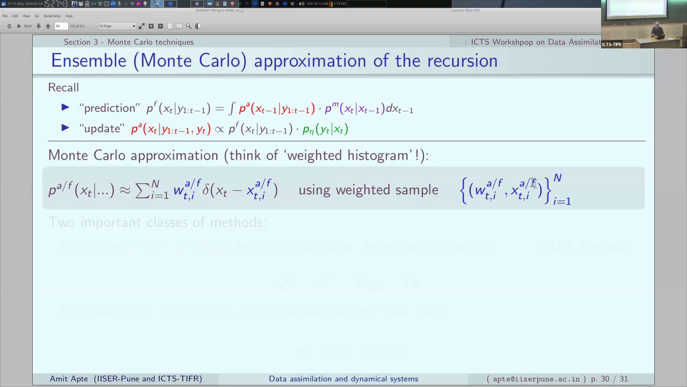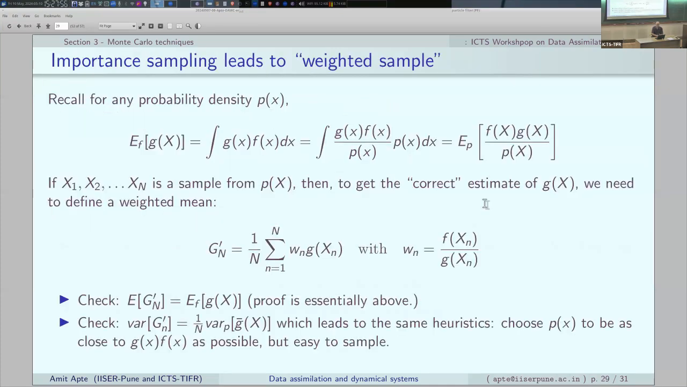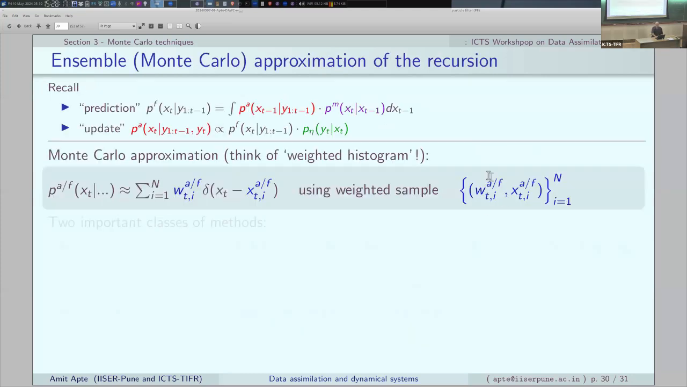Instead of having an ensemble by itself, x, i, t, F, we attach to each ensemble member a weight. A weight which effectively is the representation of the density that you want to sample, f, divided by the density that you actually are sampling from, which is p. Remember, this was p of x of n. So the weight will be the density that you want to sample divided by the density that you actually happen to sample. So that's what is represented by the weights in a particle filter.